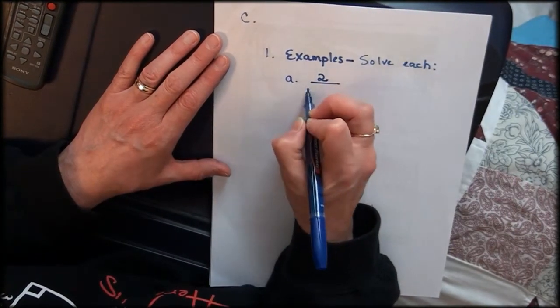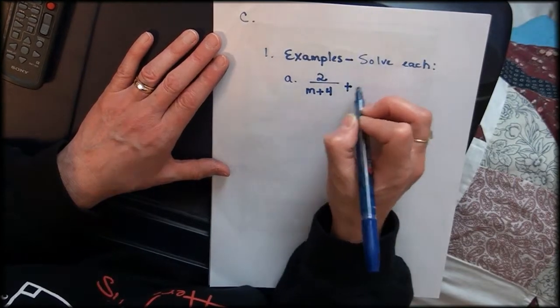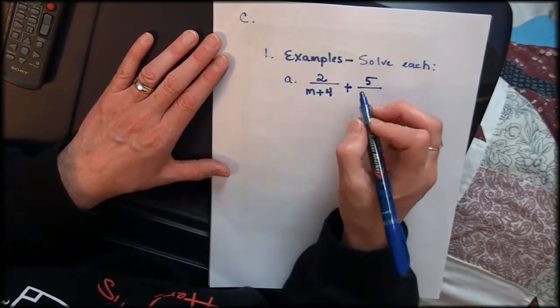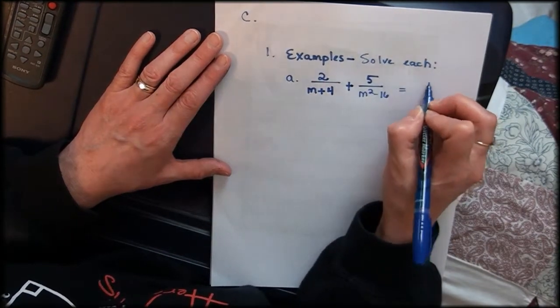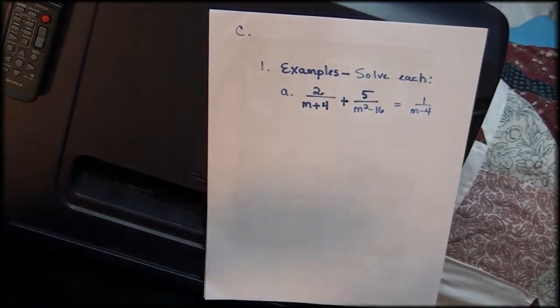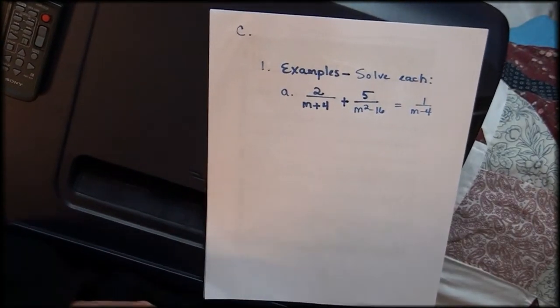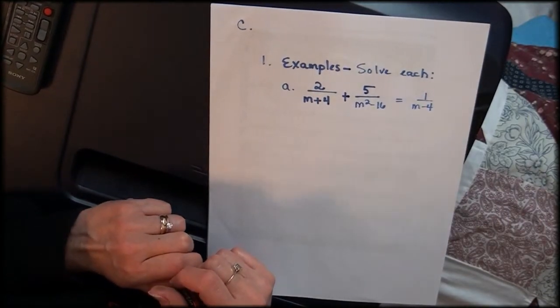Let's say we've got 2 over m plus 4 plus 5 over m squared minus 16 equals 1 over m minus 4. Now see, in this case, that LCD is not sitting right in front of me. It's going to be difficult for me to figure out what I need to multiply everything by.